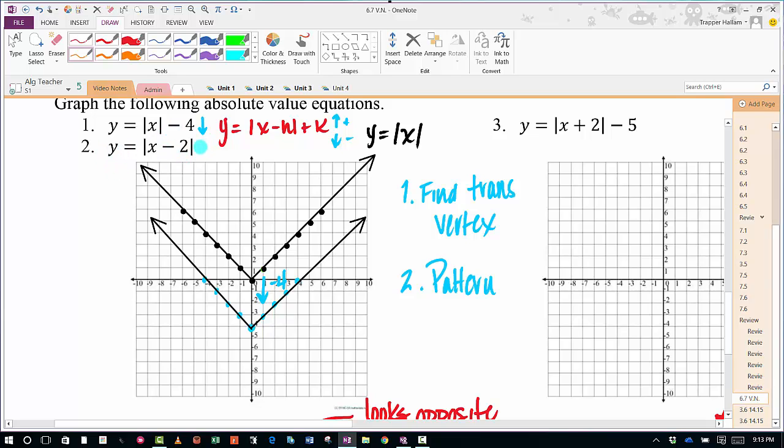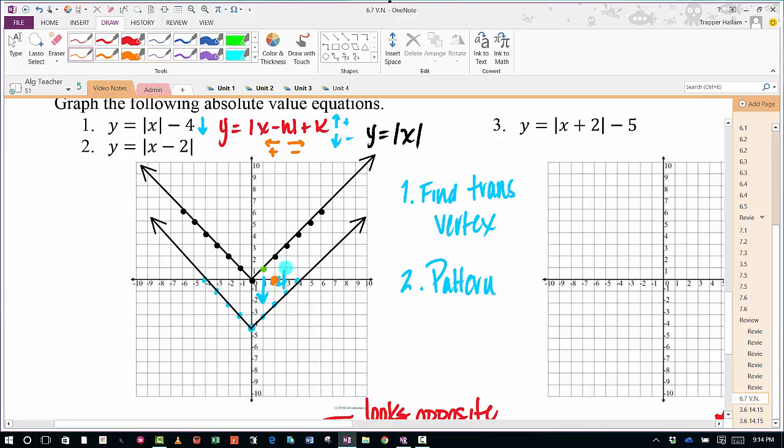Now you'll notice that there's nothing on the outside of the absolute value, so we're not going up and down. This time we're going on the inside. And on the inside, remember, it's a little bit tricky because positive goes to the left and negative goes to the right. So if we look at this, it says -2, so that means we're going to go to the right 2. Here's my original. I'm going to go 1, 2. So there's my vertex. No up and down movement because there's nothing on the outside.